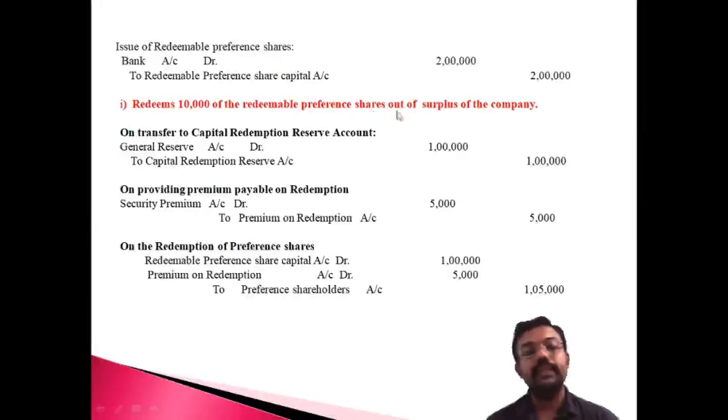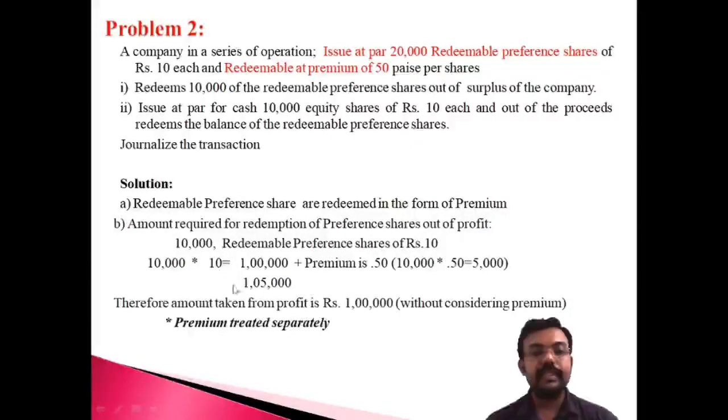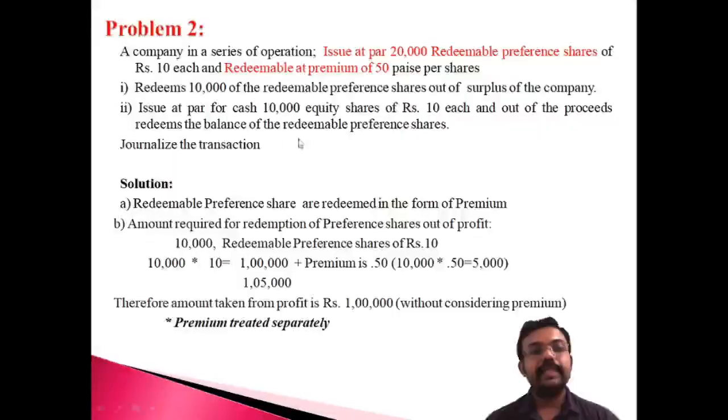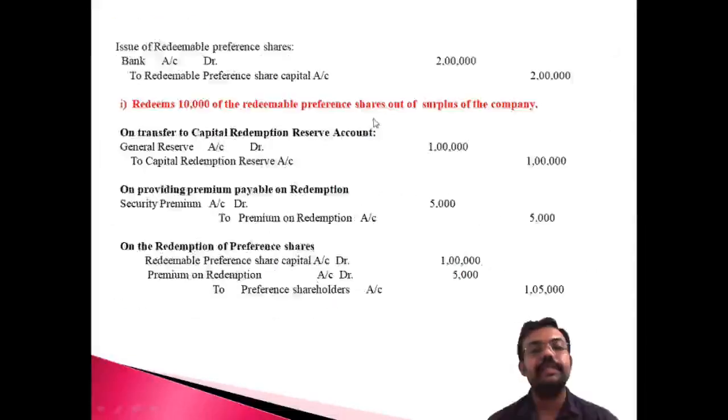So we just discussed the entire element. The 10,000 shares are out of the surplus. So just record the entire transaction related to the 10,000 shares out of the surplus. Okay, and the second question, 10,000 shares issued for cash, that means redemption in the form of shares.